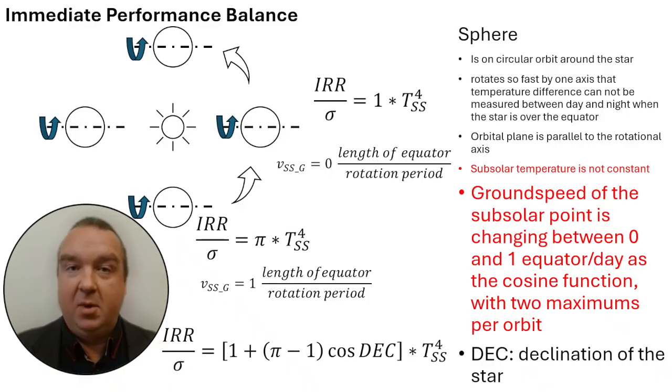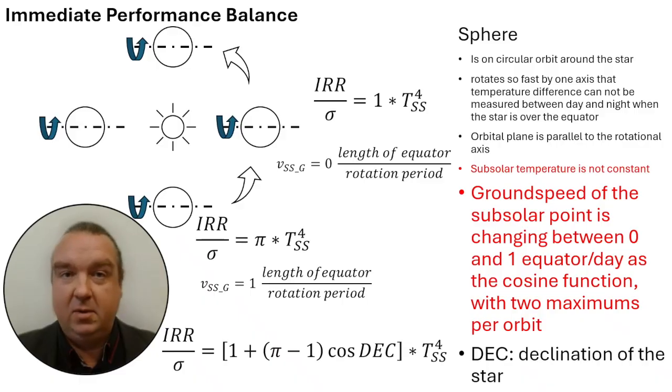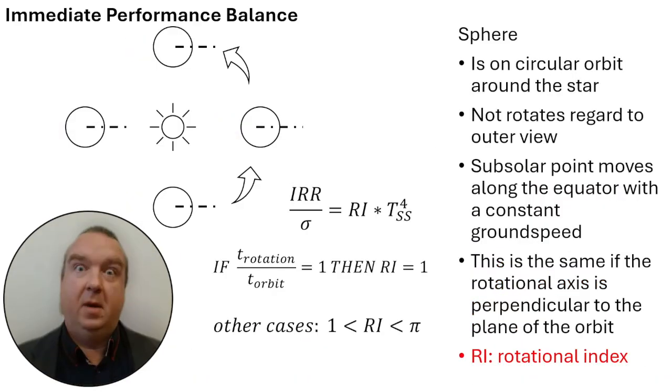So the dimensionless number that we have to write in the performance balance equation is not going to be constant, but it will change along the orbit. And the addition, what is above 1, is going to be proportional with the cosine function of the declination. So the relation between the incoming performance that keeps balance with the temperature would look like this. Now we can make the slow rotational model.